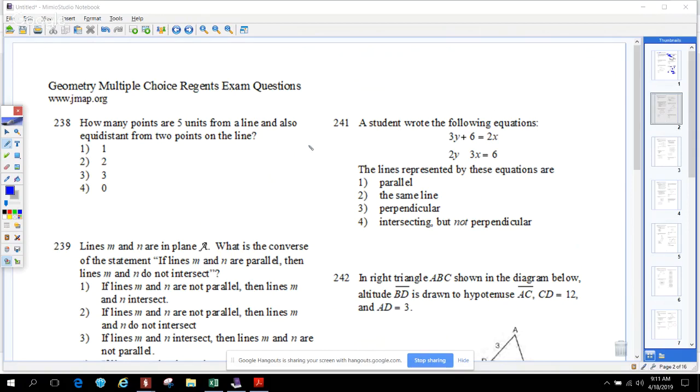Okay, how many points are 5 units from a line and also equidistant from 2 points on the line? That's fun. Okay, so this one, let me make sure my answer, yep, I was right. Okay, so let's first draw a line. This is our original line. Because it says it wants 5 units from the line, we're going to draw a line 5 units above and 5 units below.